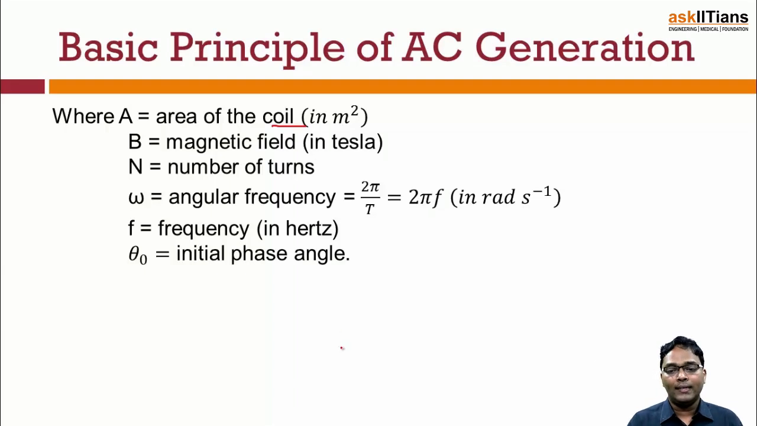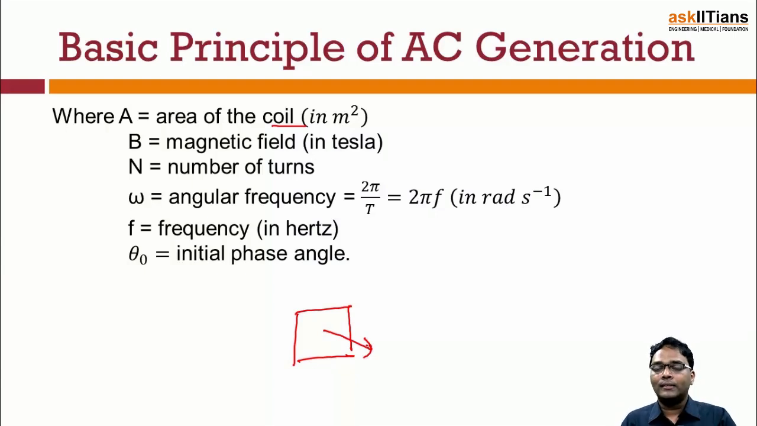So what we do, if I say that this is my area vector, how do I represent its direction? For representing the direction, we take a unit vector or a line coming in the outward direction. This represents the area vector; it is basically the normal on the area. Further, B is the magnetic field. Capital N represents the number of turns. Omega is the angular frequency, which is equal to 2 pi f, where f is the frequency. Theta naught is the initial phase angle.